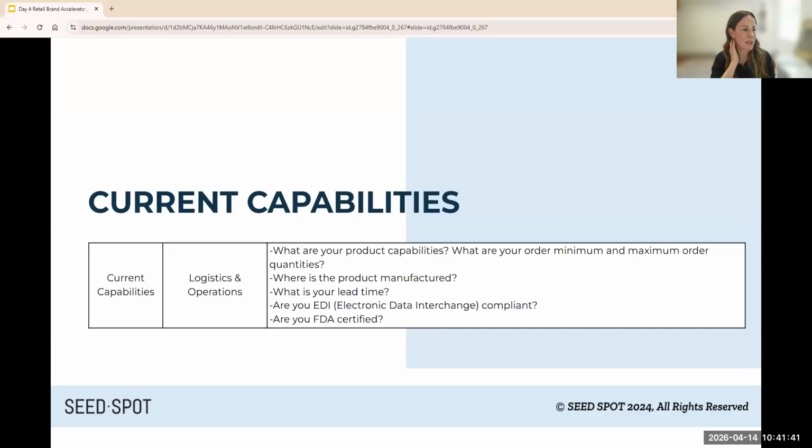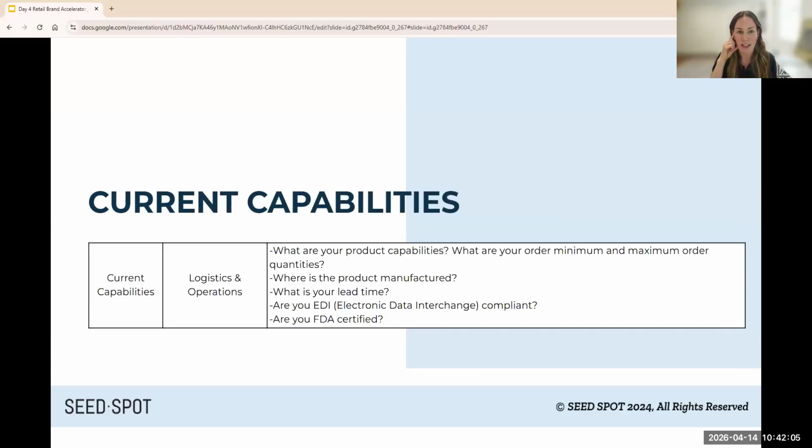Okay. So next up is current capabilities. What are your order minimums and maximums? How much product can you actually make right now? Where is it manufactured? What's your lead time? Are you EDI compliant, so ready to sell online? Are you FDA certified? Are you organic certified? So this is where you're really getting into the nitty-gritty logistics and details of your product.